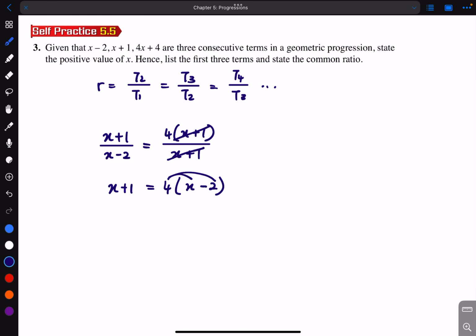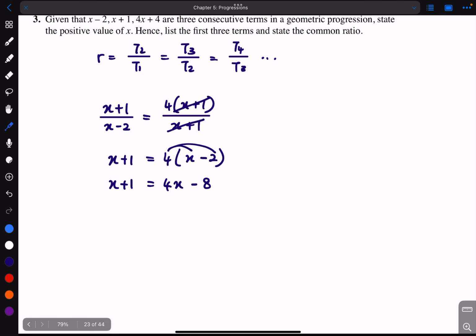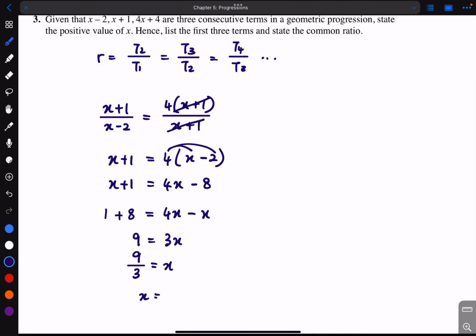Then we expand: 4x minus 8. Okay, so all the x's we bring to one side. So x we bring here becomes 4x minus x. And then the number here will be 1 plus 8. So 3x is 9. Therefore, x is 9 over 3. So x is just 3. Done. Okay.